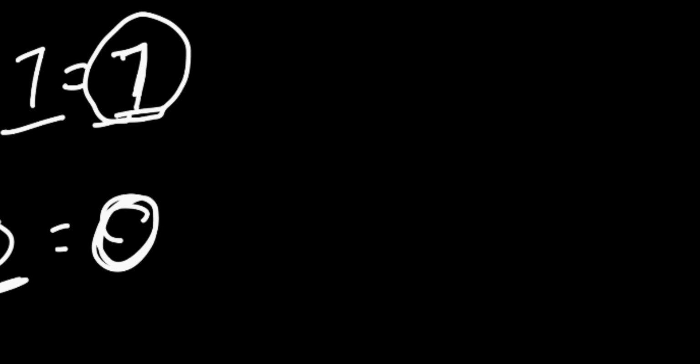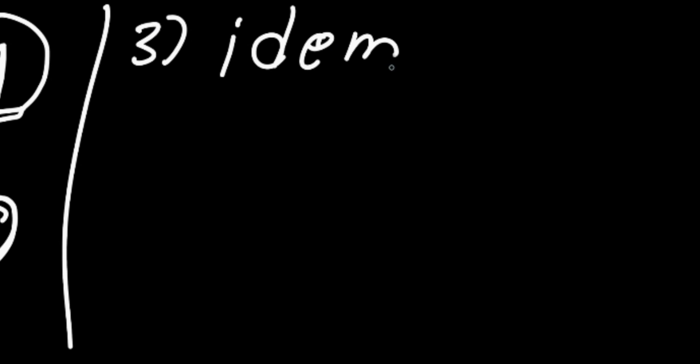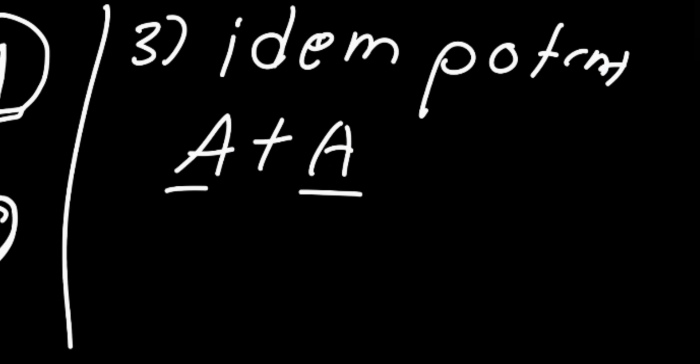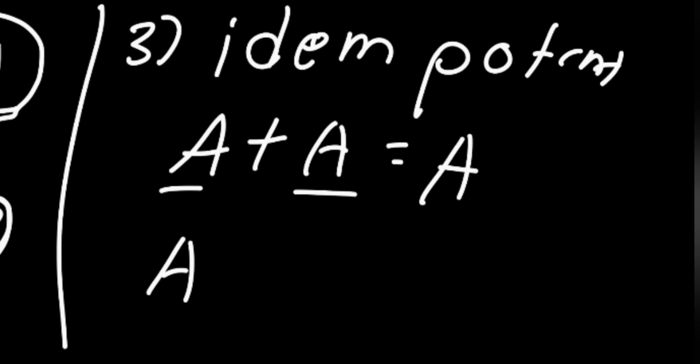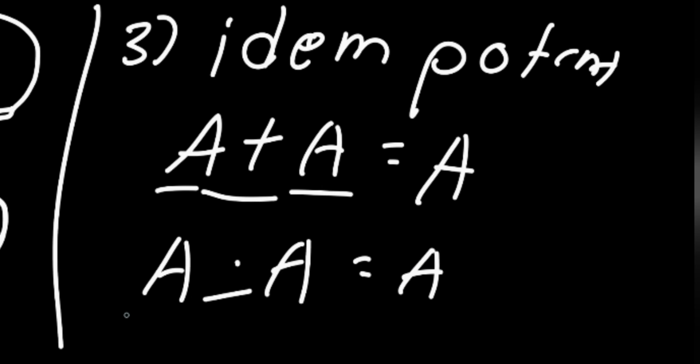Now let's move on to a very simple law, that is the idempotent law. Idempotent law, I think that's how it is pronounced. The idempotent law tells us if we use the same input in both gates, the answer will always be the same input, both in an OR gate and in an AND gate. The output will always be the input we entered.